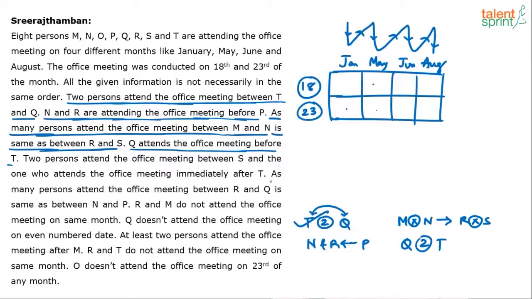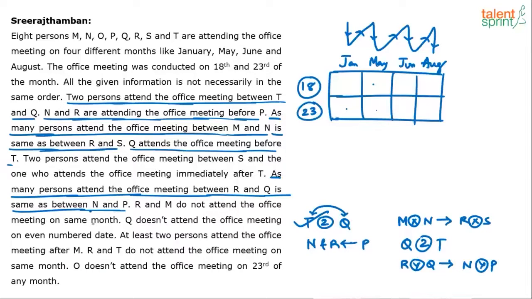Let's move on. As many persons attend the office meeting between R and Q is same as between N and P. Similar to the previous statement, right? The number of people between R and Q is same as the number of people between N and P, right? So it is going to be like this. R, let's say R, Y, Q, then it is N, Y, P. You need not write also. I mean, just if you can understand it, it's more than enough. The number of people between R and Q will be same as the number of people between N and P.